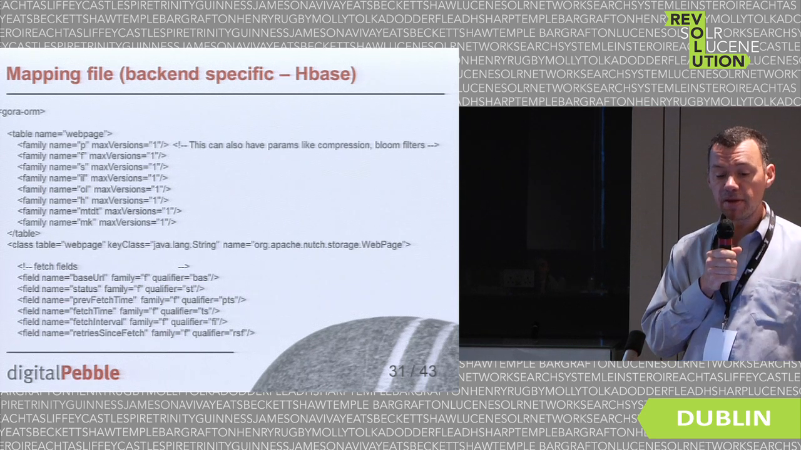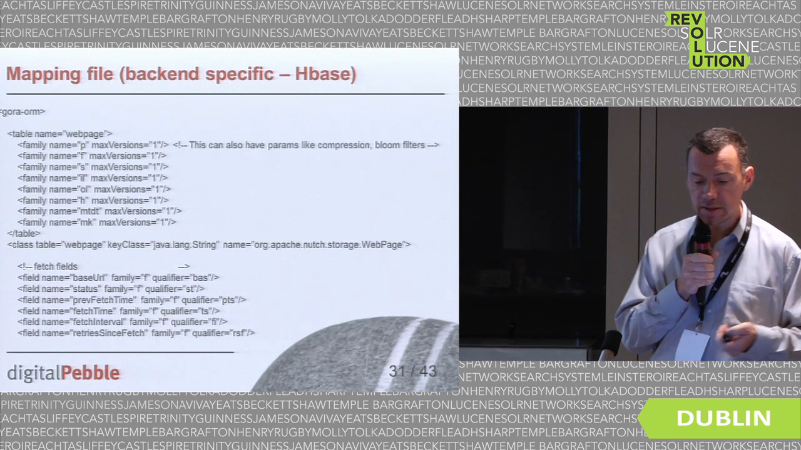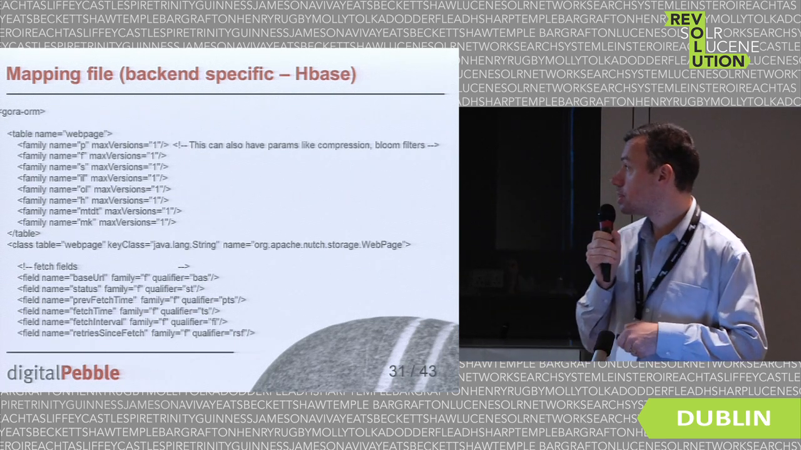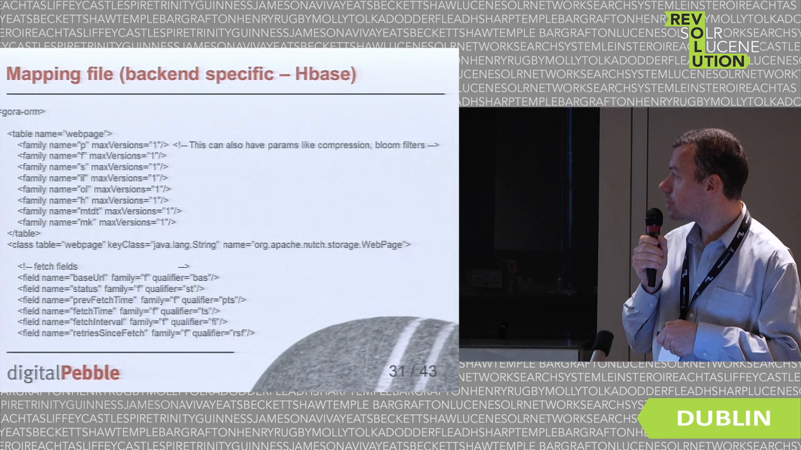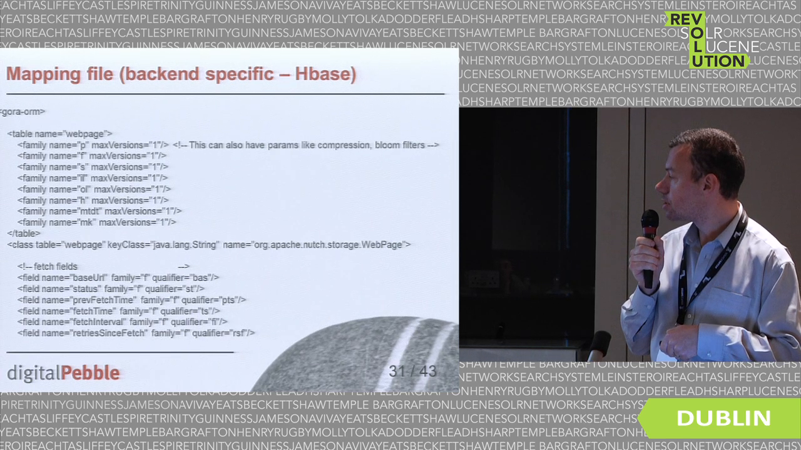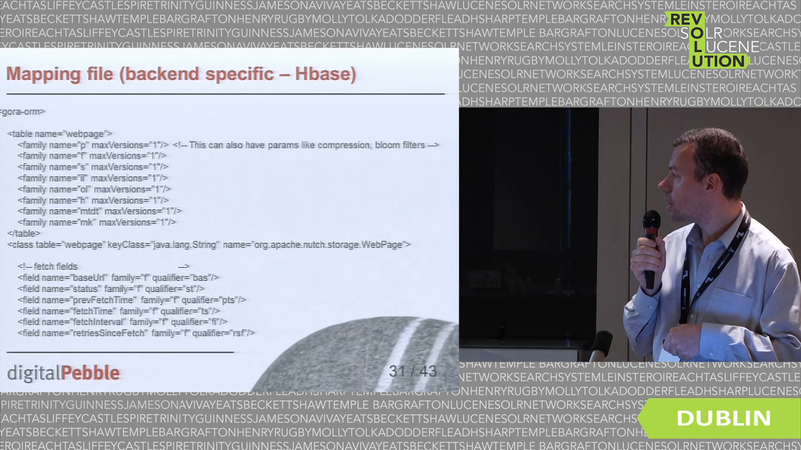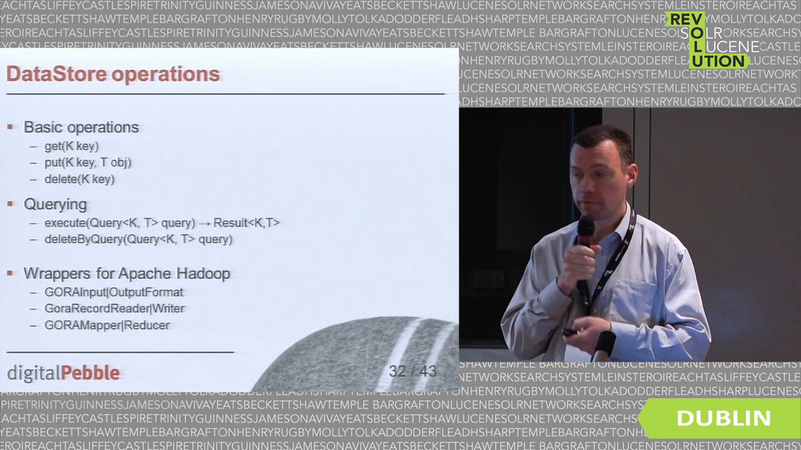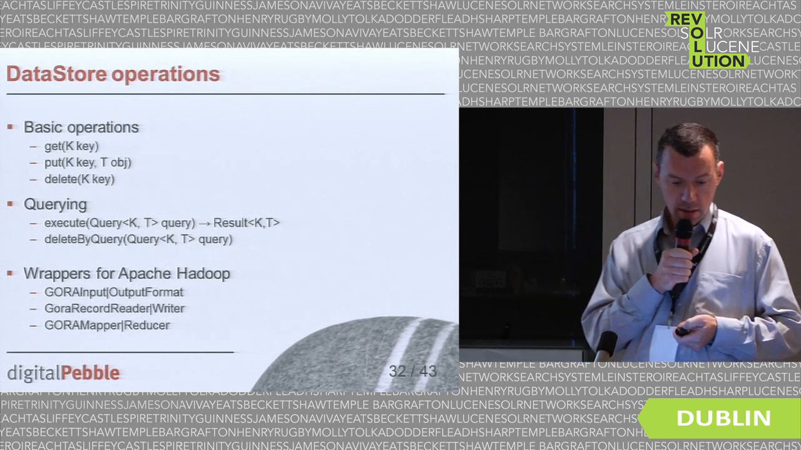And then there is a mapping file as well, which is backend specific. That's the one for HBase. That's where you define, for instance, okay, we have a table, that's the name of the table, the families, and then these are the fields and how we store them per family and qualifier and so on. So there's one mapping file for HBase, one for Cassandra and everything.